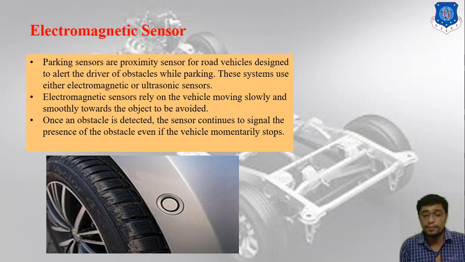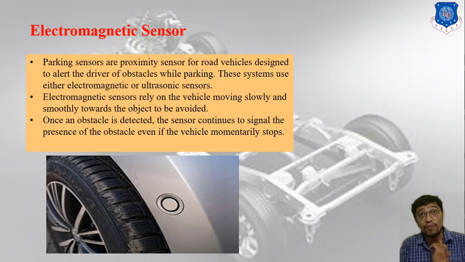And last one, that is, once an obstacle is detected, at the rear side or front side, the sensor continues to signal the presence of the obstacle even if the vehicle stops. So this is the concept of the electromagnetic sensor.